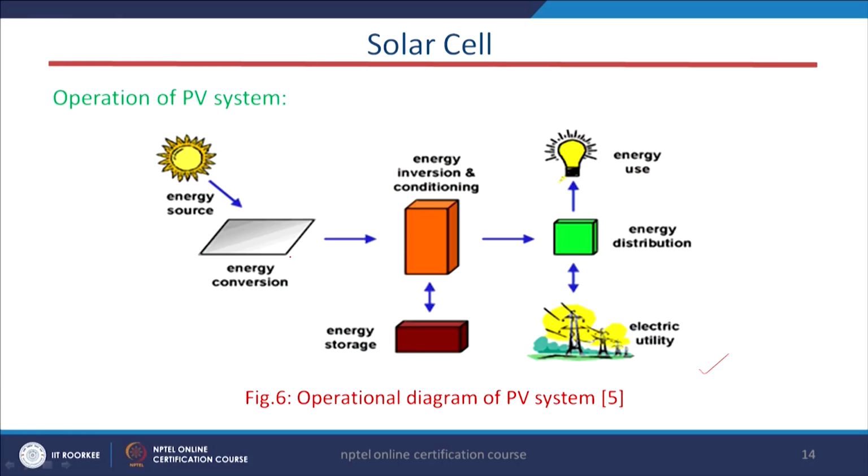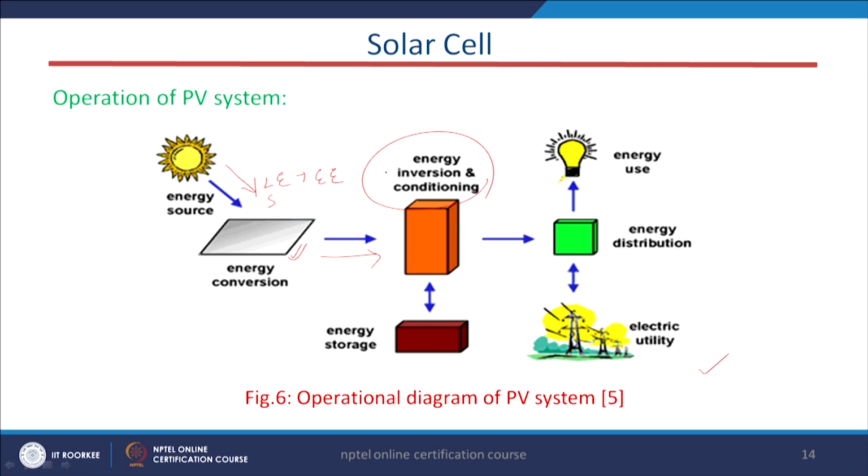Here I will discuss the basic principle of operation of the solar energy system. Here is our solar panel, and this solar panel gets sunlight, the energy coming from the sun, and converts this solar energy, the light energy, into electrical energy. The electrical energy or power flows to the energy conversion and conditioning block. What is the meaning of this energy conversion and conditioning block?